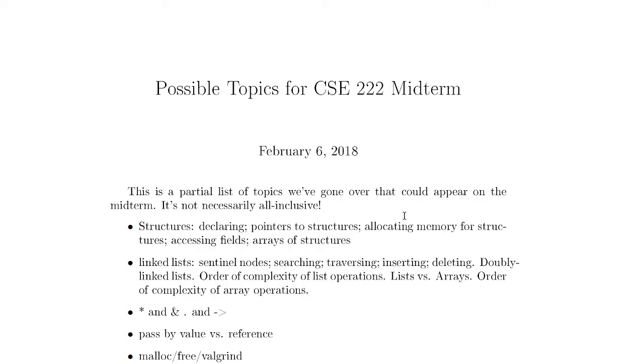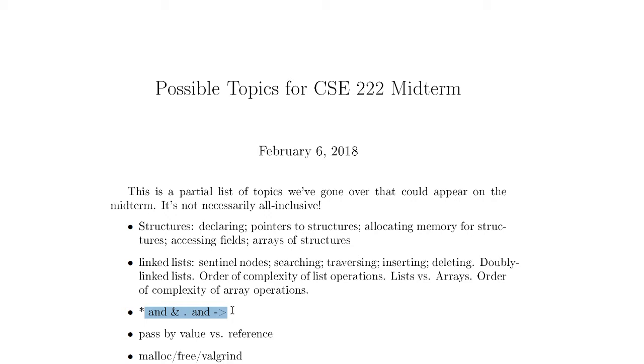All right, so that's order of complexity of list operations and array operations. And then, so you've been working with these things throughout, right? So star is used to take the thing pointed to by a variable. Ampersand gives you the address of a variable.